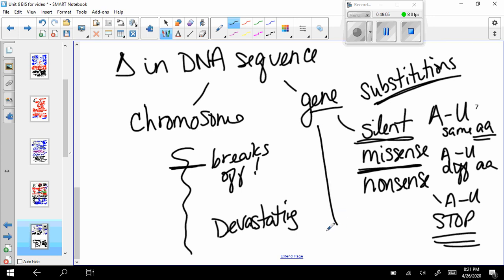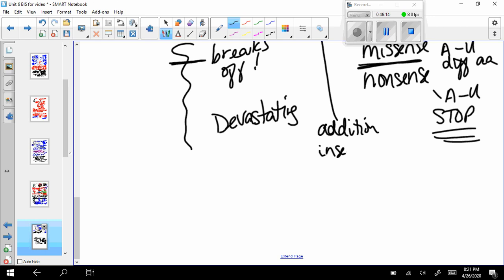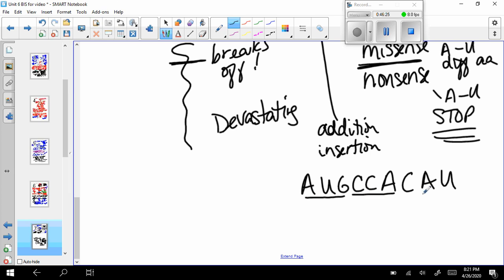Another type besides a substitution could be an addition, which sometimes they call an insertion. So let's say the original sequence was AUGCCACAU. Those 3 letters, then those 3 letters, then those 3 letters. An insertion would be if I added a letter in. So let me just grab red, and all of a sudden right here I'm putting a G. Well, now it's going to read AUG, CCA, GCA. And GCA is definitely going to give you a different amino acid than CAU.